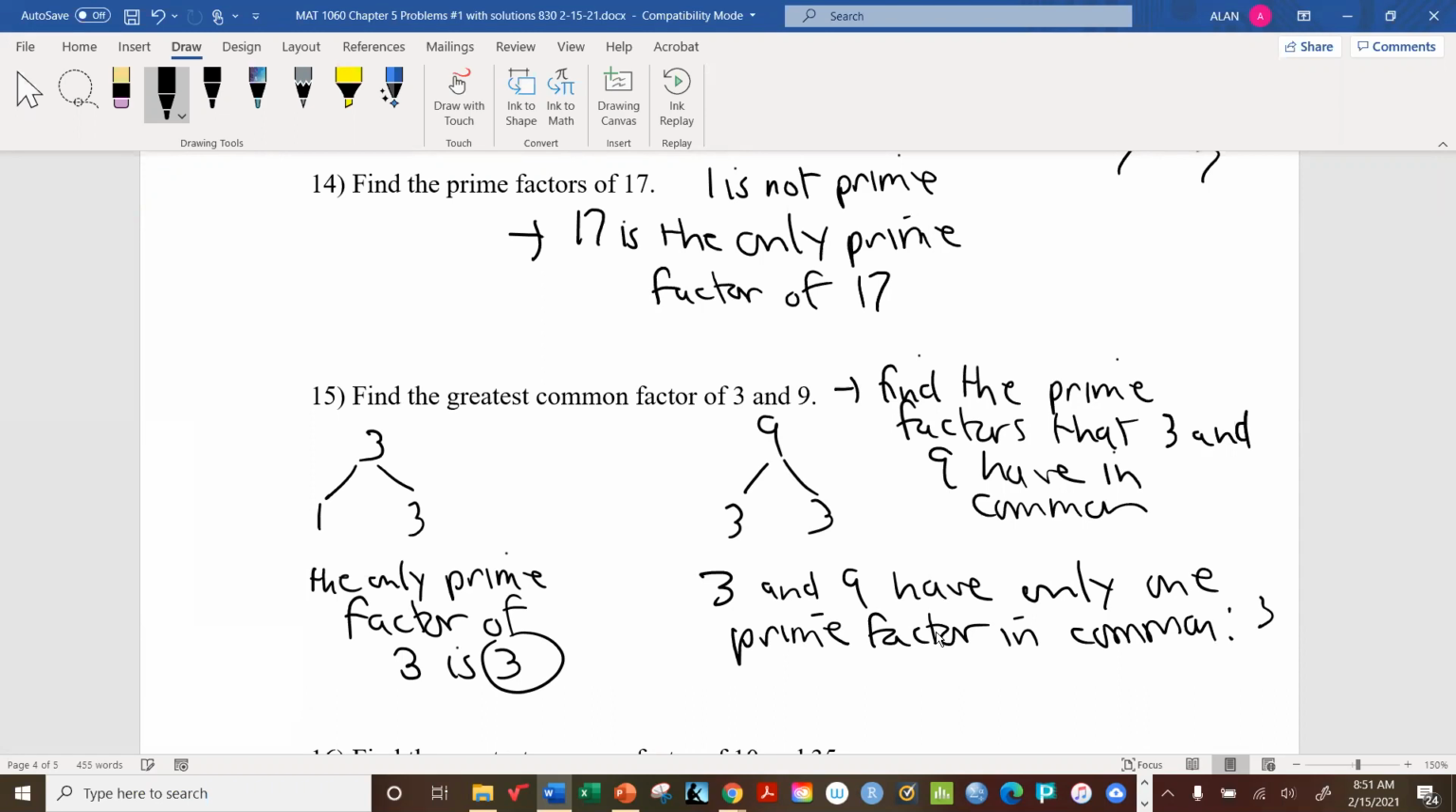And that would be the 3. 3 and 3. So for this particular pair, the greatest common factor is 3 because that's the only one they have in common. There is no larger prime value. There is no other value that evenly divides into both of them.